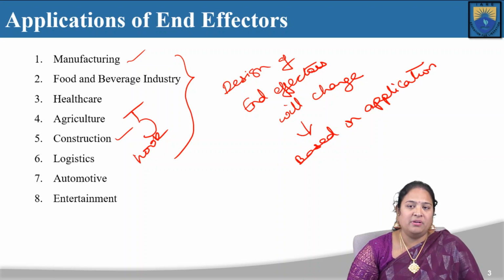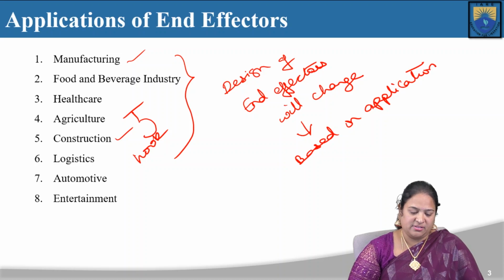The hook type of gripper is generally used in construction applications, whereas the vacuum type of end effectors are generally used in food and beverage, healthcare, agriculture, etc. The mechanical type of grippers are generally used in manufacturing and automobile industries, whereas the servo motor type of end effectors are generally used for entertainment or logistics, etc. So these are a few of the applications where we use end effectors. Different types of end effectors are used in different applications.